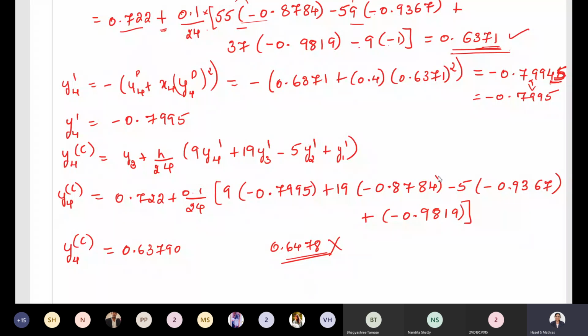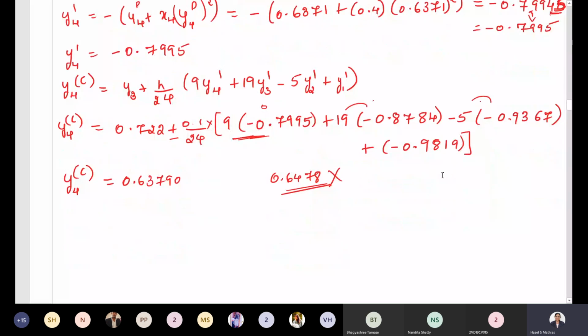And even while calculating this, use the bracket in the calculator. Don't just multiply and go on writing. Here also multiply, write. Here also multiply, write the answer, then add it. It will be very long, very difficult to calculate. It will take much time. So instead of that, use the brackets in the calculator. Calculate all of them at a time. Then multiply with 0.1, divide by 0.4. At the end, you add it with 0.722. So this is the corrected value, you got it.